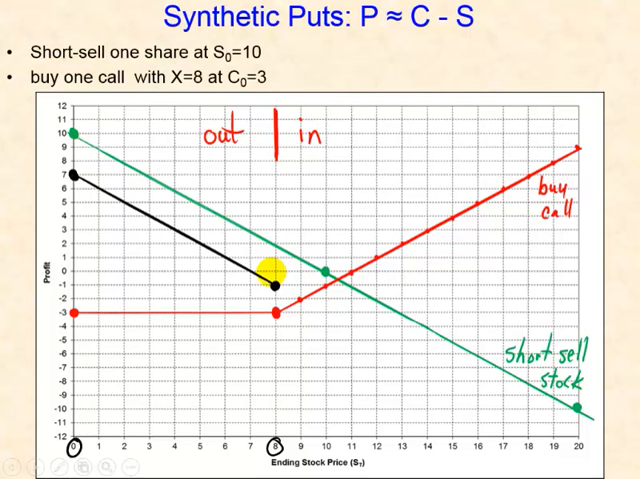Next, we'll examine what happens when the stock price rises above 8. Let's go over here to the right-hand side of our chart. At a $20 stock price, we've got a $10 loss on the stock, and we've got a $9 profit on the call. So -10 plus 9 gives me -1. We know this black line I'm about to draw here is going to be flat. We know that because for each dollar we move to the right, the red line makes $1 of profit, and the green line loses $1 of profit. So the black line here is our synthetic put.